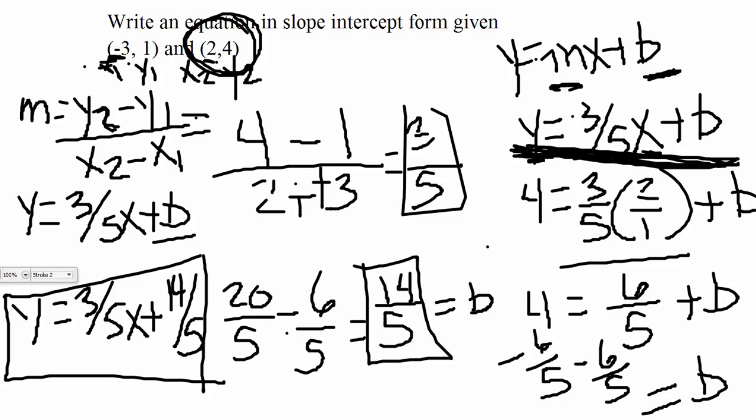And again, we found the slope by using the slope formula by plugging in these 2 points. And then we found our y-intercept by plugging in our x and y values along with the slope in order to solve for b.